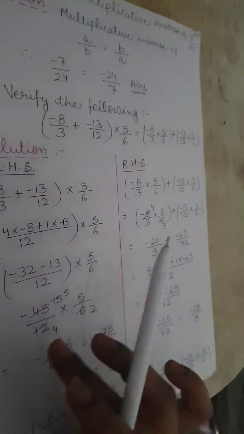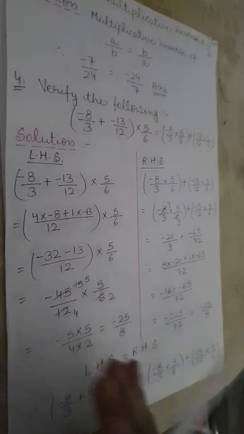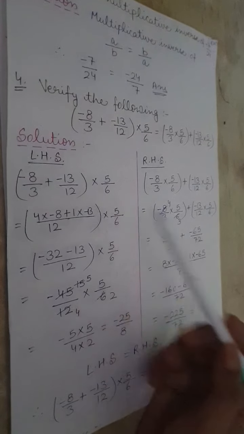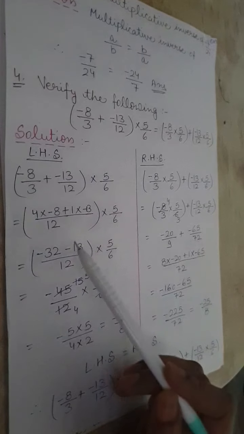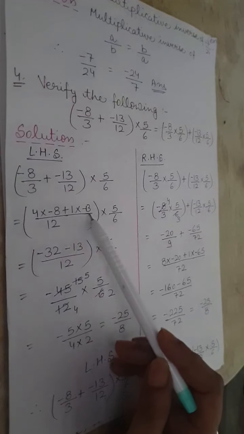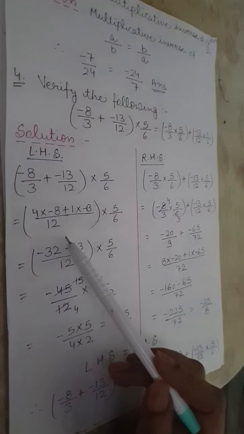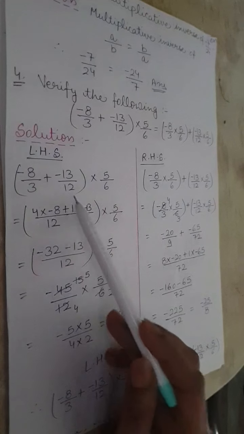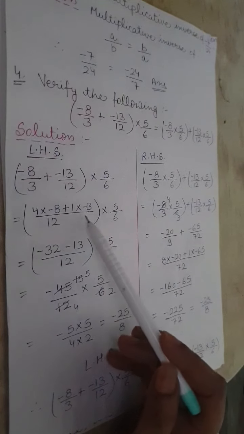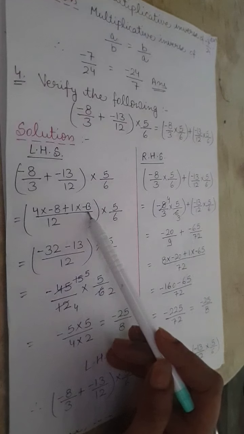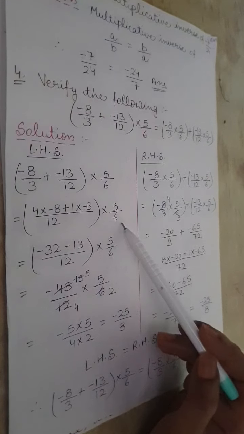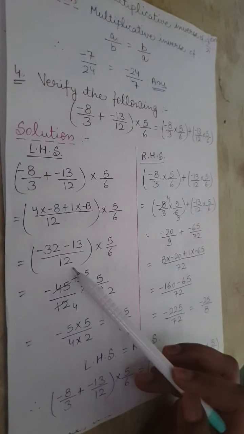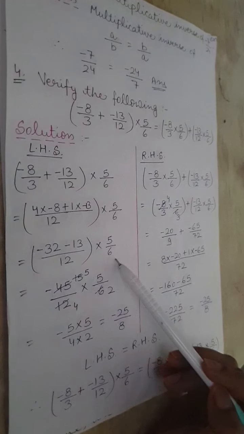So first take the LHS: -8 upon 3 plus -13 upon 12, multiplied by 5 by 6. That is, take the LCM of 3 and 12. What will be the LCM? The LCM will be 12. 3 fours are 12, so 4 multiplied by -8, plus 12 ones are 12, 1 into -13, multiplied by 5 by 6. So -32 minus 13 divided by 12 multiplied by 5 by 6.